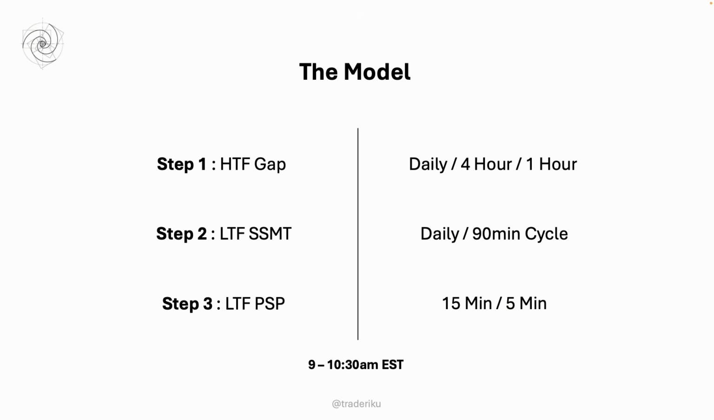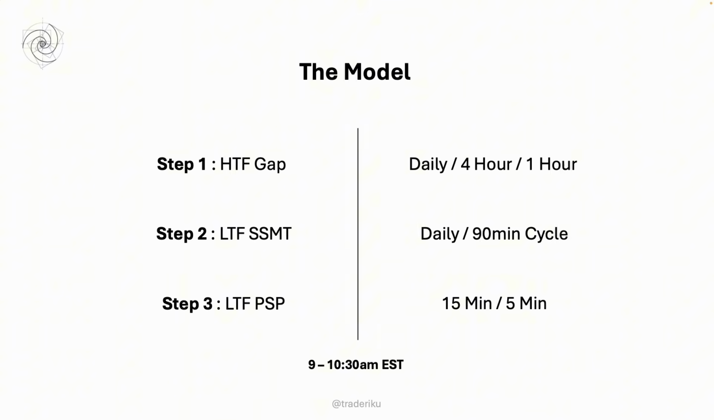The second step will be a lower time frame sequential SMT. This is going to be on the daily or 90-minute cycle. So you'll be looking for a sequential SMT between the quarters of the day or the quarters of an individual session. And you'll see we'll only be trading the 9 to 10:30 a.m. Eastern Standard Time window. That is all you need. It's the highest probability time of the day, which would be Q3 of Q3. So we'll only be trading within this time window.